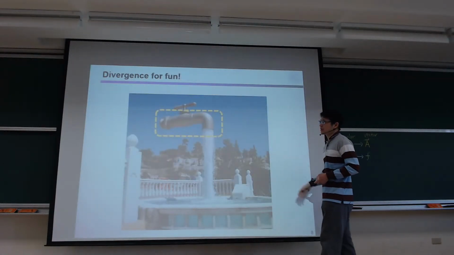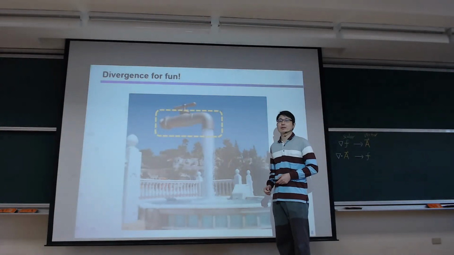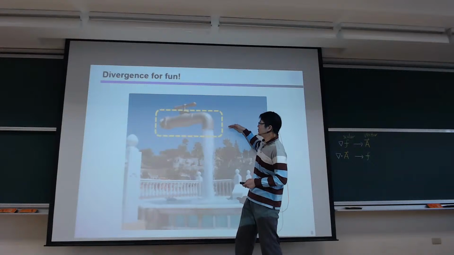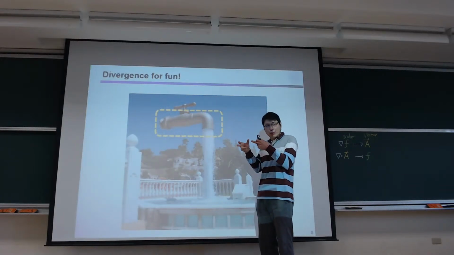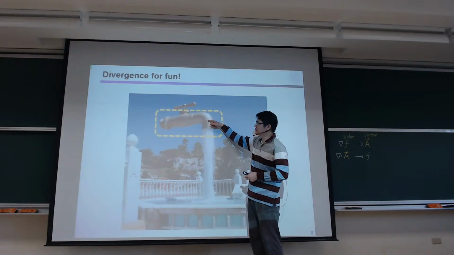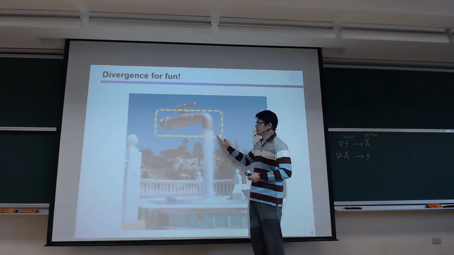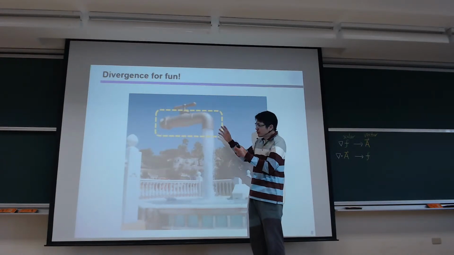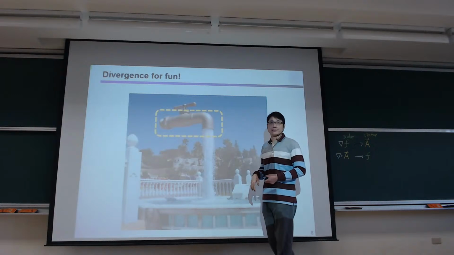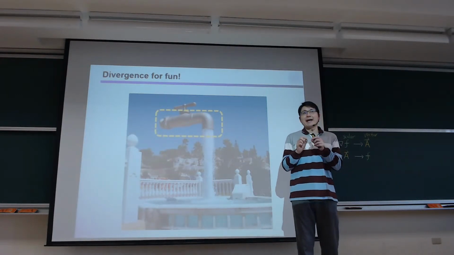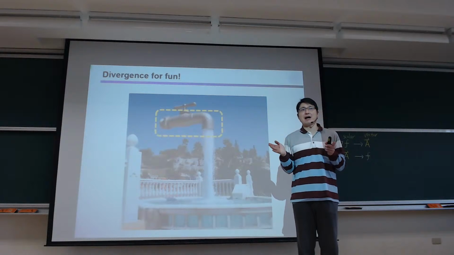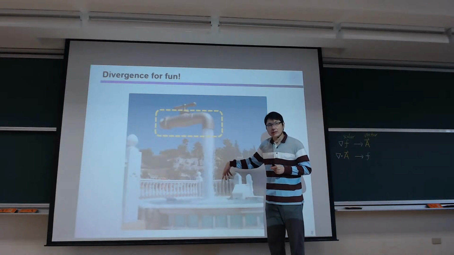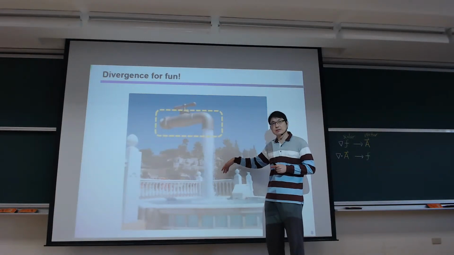Now, with the definition, come back to this example again. You use this yellow three-dimensional box to surround this outlet. Then you ask yourselves, what is the net outward flow of the field? The field here is represented by water. Ideally, if you don't know the trick, you have water flowing out. So the net outward flow is positive, because water flowing out is outward. Okay, so it is positive.